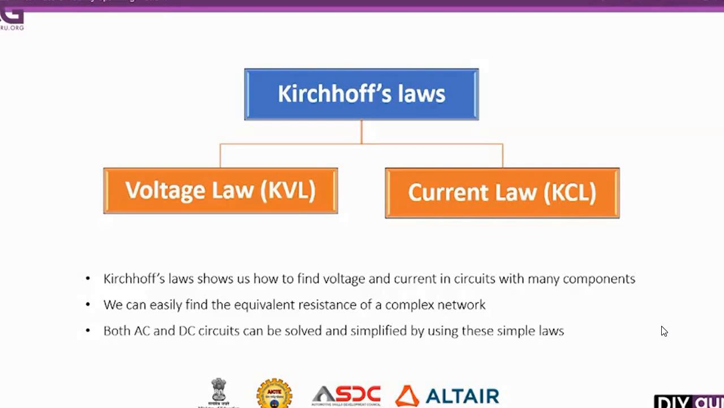Even though the circuit has many components, we can easily find the voltage across any element and the current through any element by using the Kirchhoff laws. Also, we can easily find the equivalent resistance of complex networks. These laws are applicable for both AC and DC circuits, so we can solve any circuit by using them. Now we'll see one by one what KVL and KCL are.